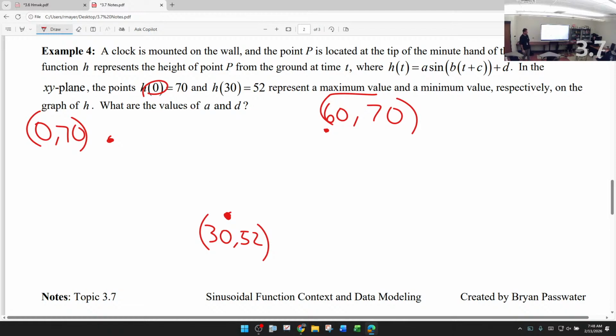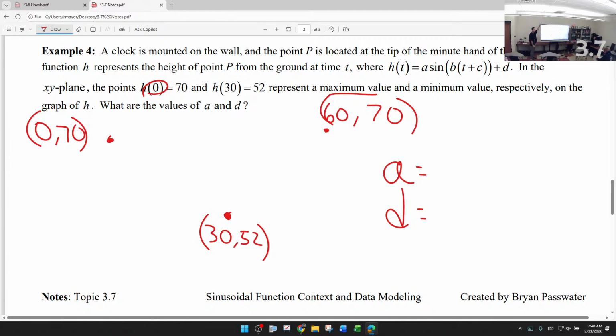What are the values of A and D? All they want are A and D. They don't care about C. They don't care about B. All they want is A and D. And A is the amplitude, from the midline to the max.